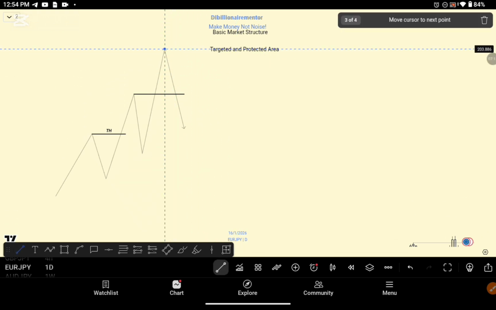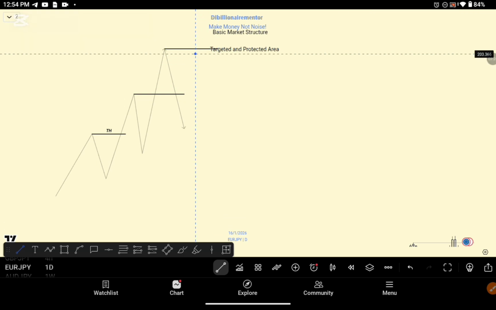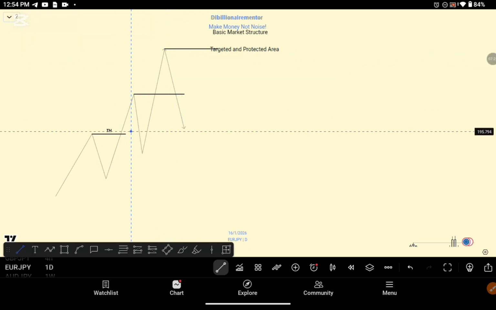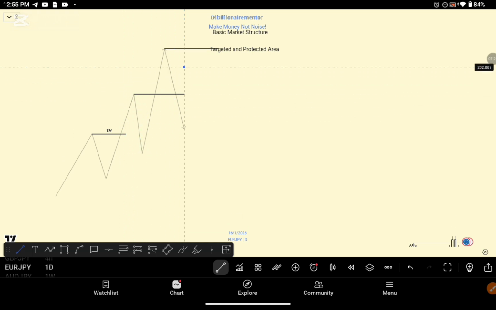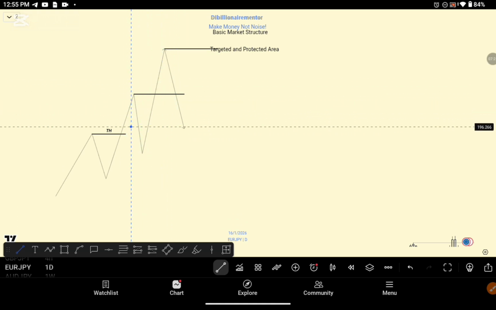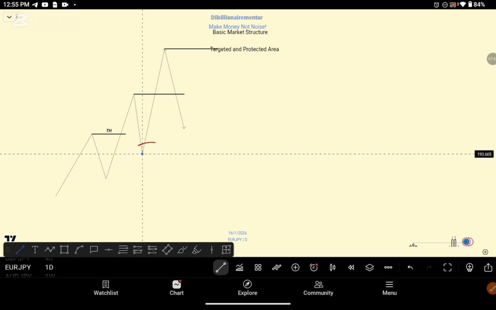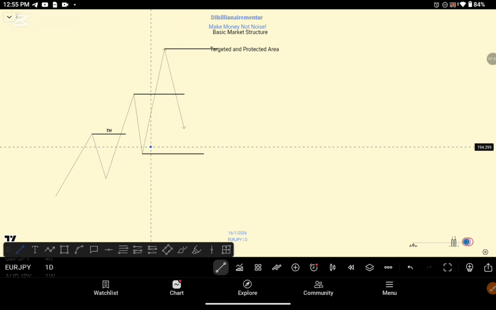This will be our next targeted high. The only reason why we will not target this high is when this whole bullish movement gets invalidated. How can we tell that this has been invalidated? When price takes out this protected area. Do you understand? When price takes out this protected area.